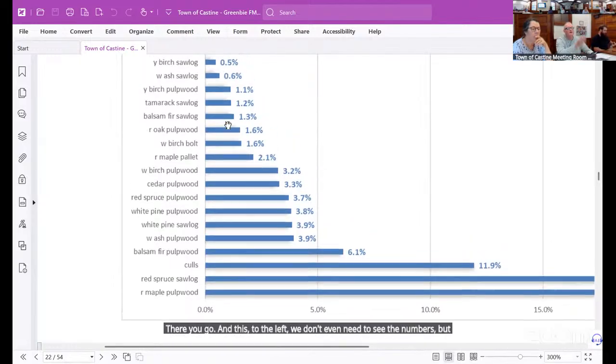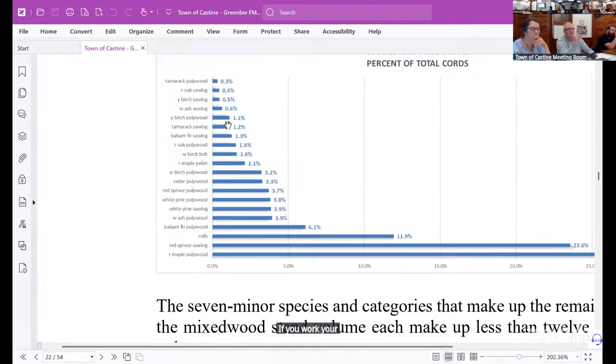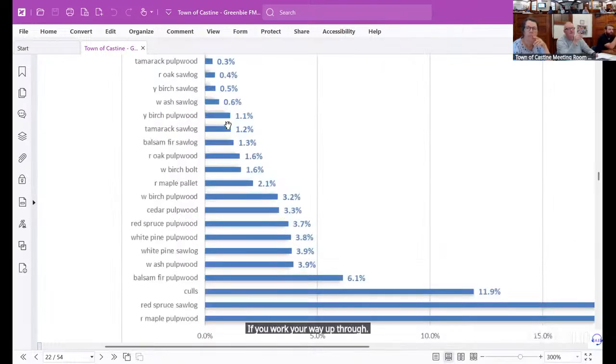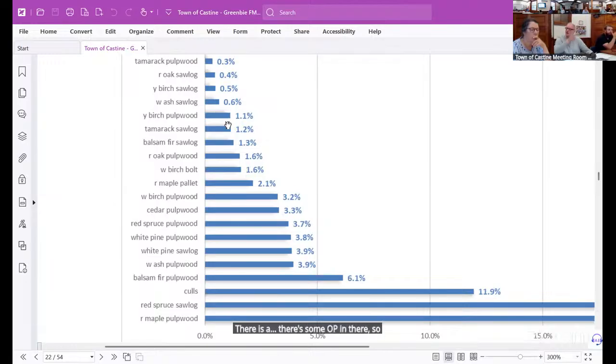but now we're looking at diversity, right? So we see red maple, if you work your way up through, you have pine, which is good. You have other spruce, cedar, which would be good, birch. So you have much more, there's some oak in there. So there is a lot of variety.